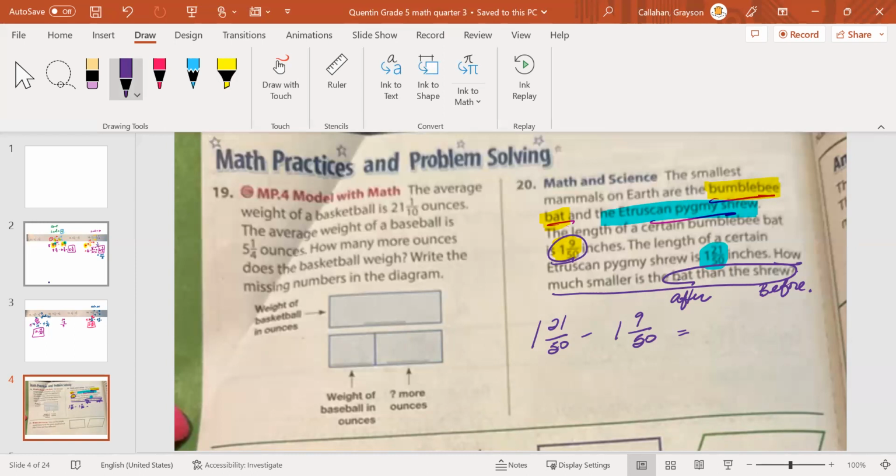What's your answer? 1 minus 1 is now a 0. So that's gone. Do you see that? 21 minus 9 is? Yep. Good job. Okay.